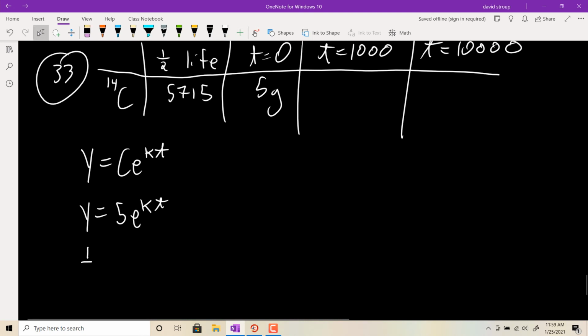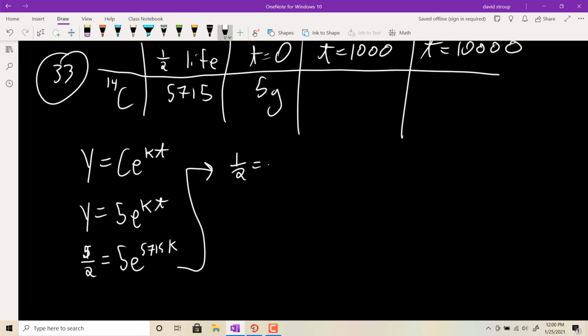Okay, so 1/2 of 5 is equal to 5e to the 5715, for years, for time, times k. And then when you divide by 5, you end up with 1/2 equals e to the 5715k. You could skip that, but I want you to show work, though. I don't want you just to have formulas memorized. I'm more about learning the process. So anyways, take ln on both sides.